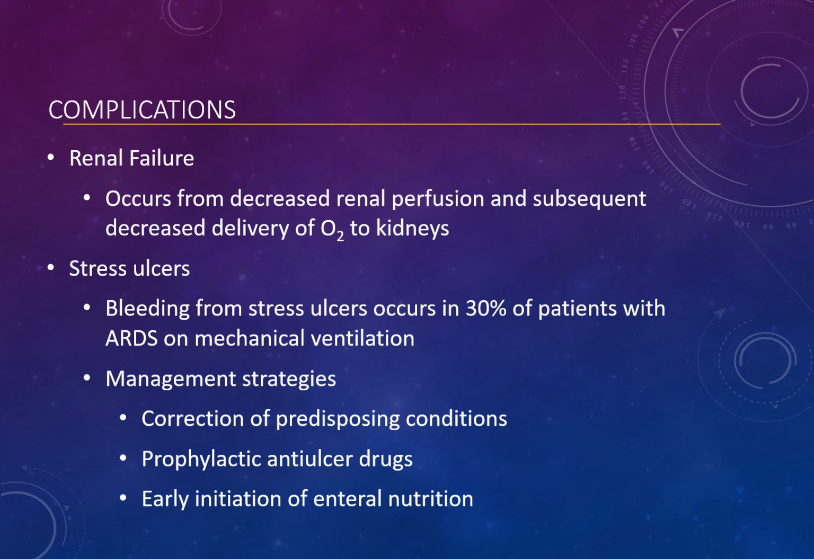Stress ulcers, so the body sacrifices the kidneys, it will also sacrifice the gut. Bleeding from stress ulcers might occur in 30% of patients. If there's an issue with that, we can give some anti-ulcer drugs. The most common is going to be your PPIs, your proton pump inhibitors. And what I see very frequently given in the morning is Protonix, kind of a daily thing to prevent stress ulcers or peptic ulcer prophylaxis.